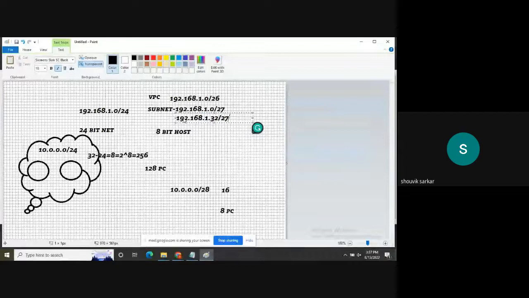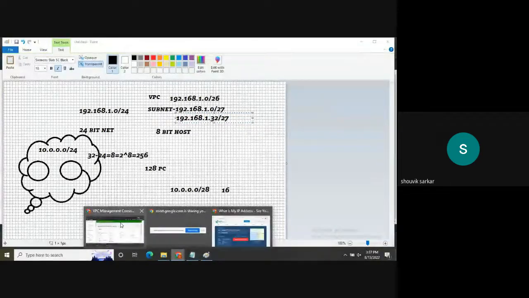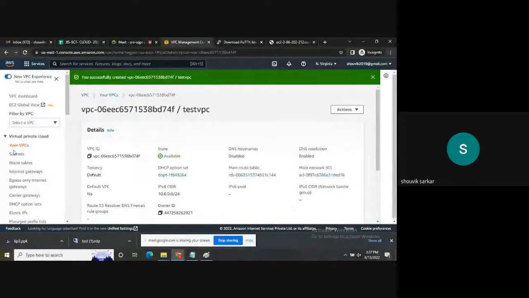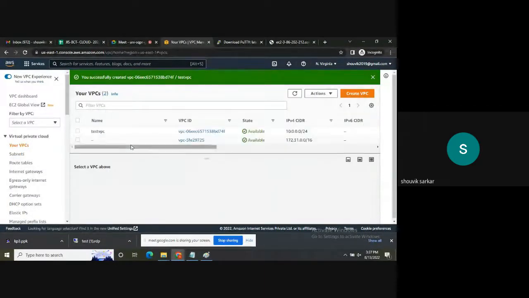Now, the same way we can write here. First we create the VPC. We already created a VPC here, this is taste VPC. Within that, we want to create two subnets. So what are the IP addresses of each subnet? Let's create them.